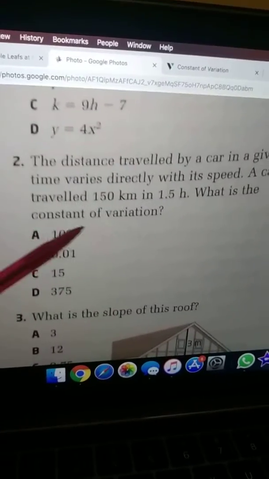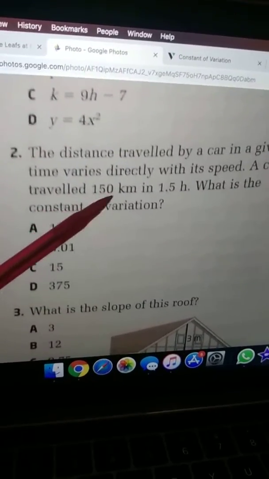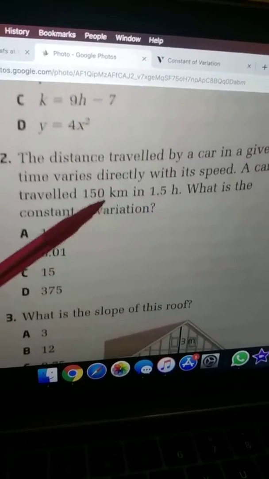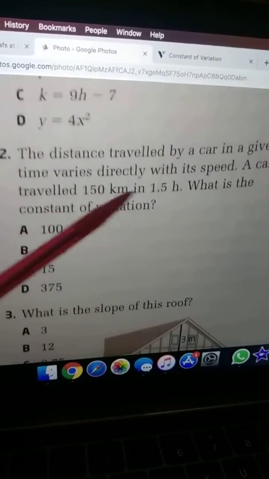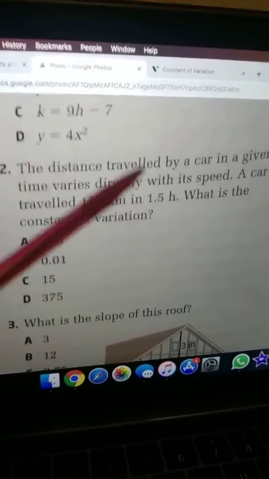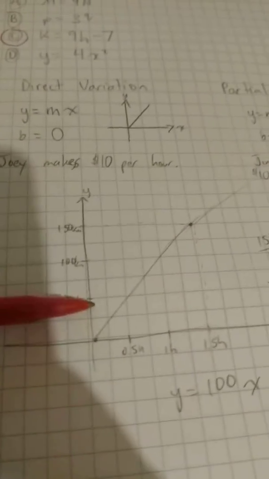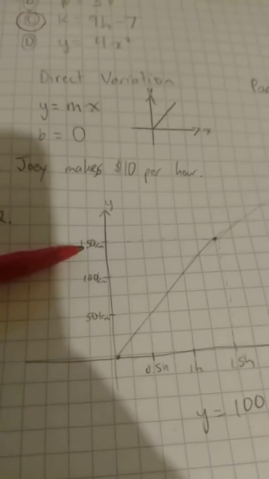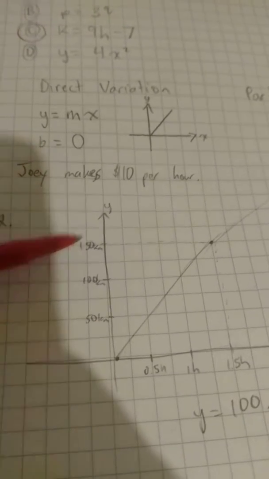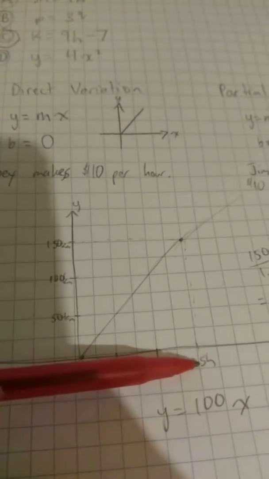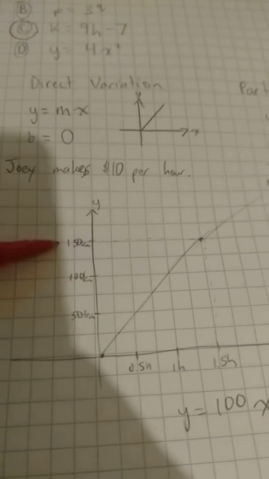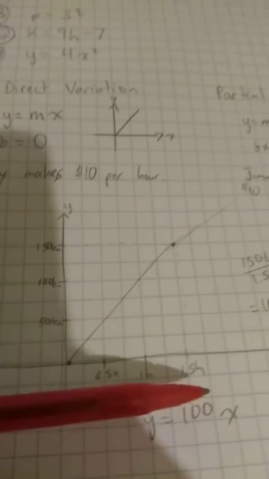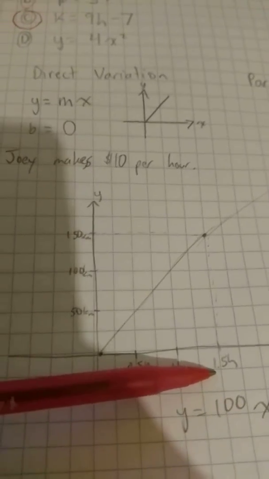Now the constant of variation is just telling you what is the constant relationship between these two values, between the 150 kilometers and the 1.5 hours. To make this a little more clear, I'm going to show it to you on a graph. So this is showing us the speed of the car, basically. It's showing how far it's traveling, because it travels 150 kilometers, and it tells us how long it's taken to travel that distance. So we have 150 kilometers, it's gone, and it's taken 1.5 hours.